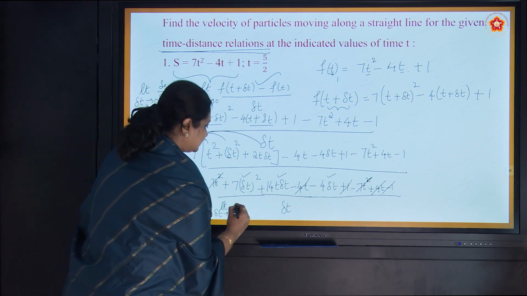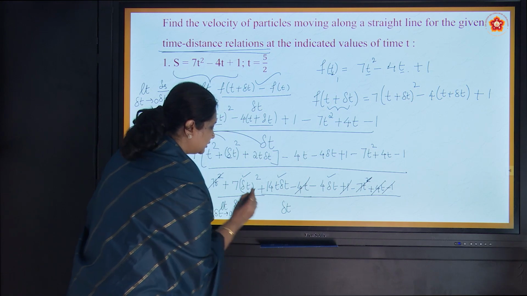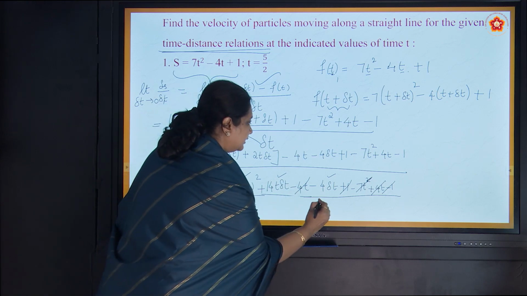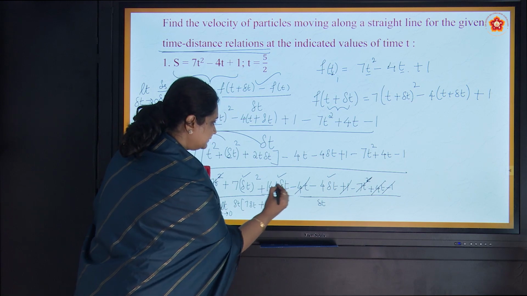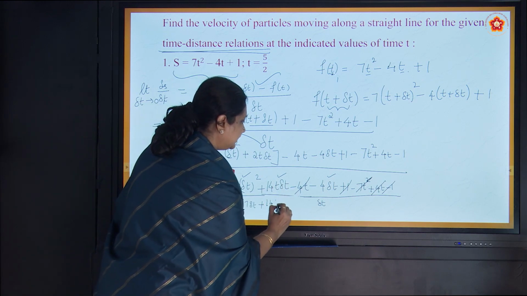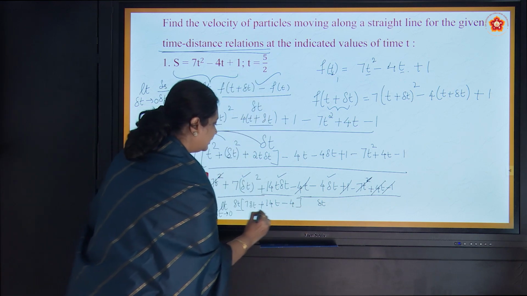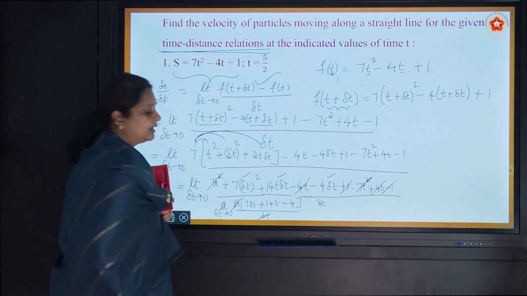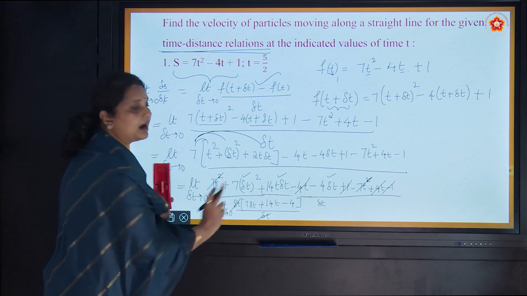Now I'm taking delta t common outside. So I'm left with 7 delta t, because 1 delta t is taken out. Let me place this here for convenience. Then plus, this delta t is taken out, I have 14t. And here delta t is taken out, I'm just left with minus 4, and I have by delta t here. So this and this can be cancelled out now. So now let me apply the limits.